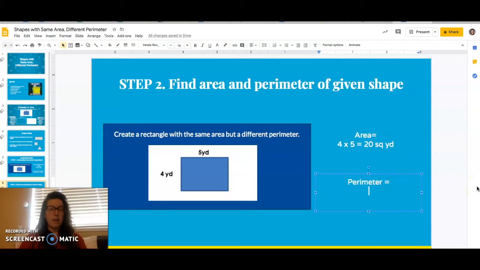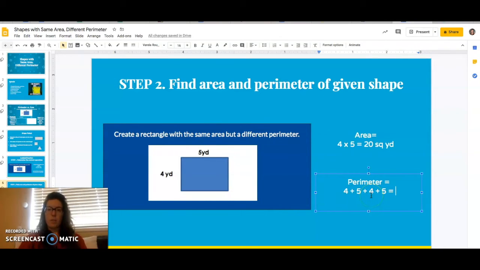Okay, now it's time to find the perimeter. I remember for perimeter, I am adding up all of the shape sides. So 4 yards plus 5 yards plus, ooh, I know that this side is opposite this side, so it's the same length, so 4 again. And then the bottom is opposite the top here, so 5 and 5.